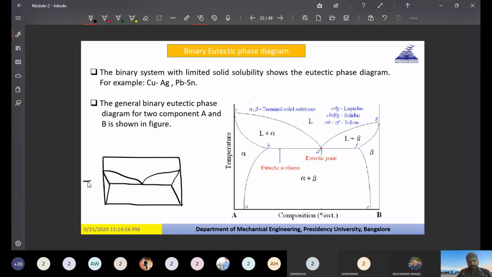This is our temperature axis and this is our composition axis. Here 100% is A and here 100% is B. Here C is not the element C but composition. Now tell me what this eutectic point is. Yes, tell me the definition of eutectic point. Yes, anyone? Anyone can tell what this eutectic point is?